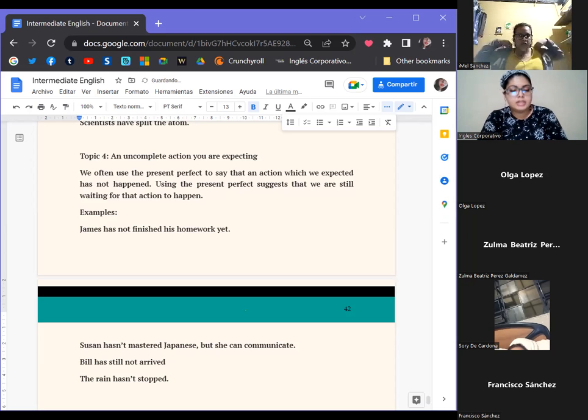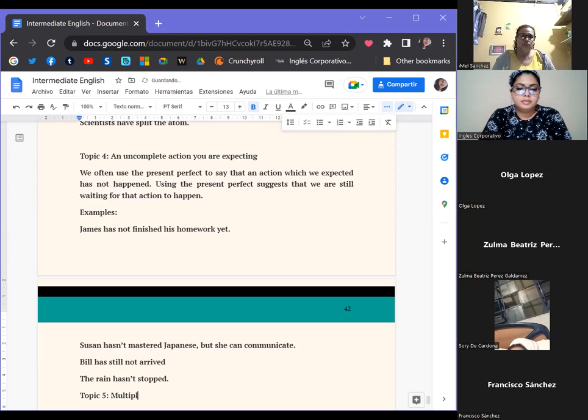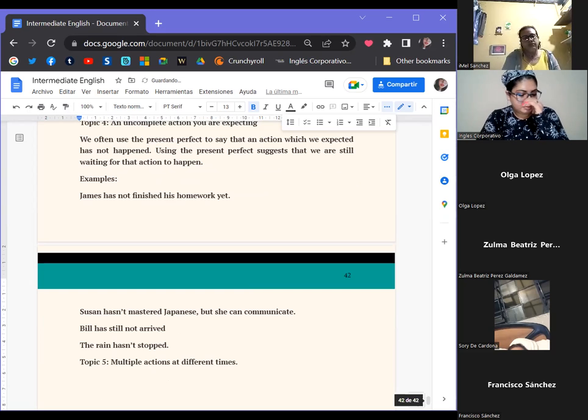And the other one, that is topic number five. We have multiple actions at different times. And it says that we also use the present perfect to talk about several different actions which have occurred in the past at different times. Present perfect suggests that the process is not complete and more actions are possible.